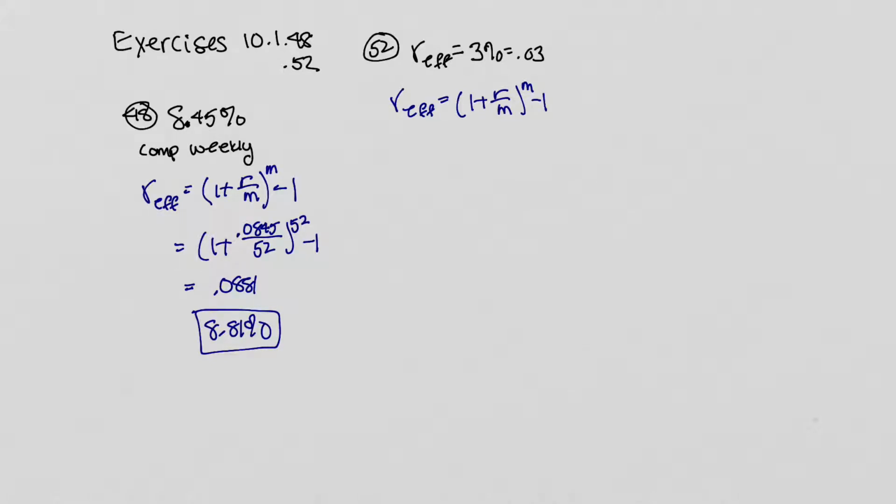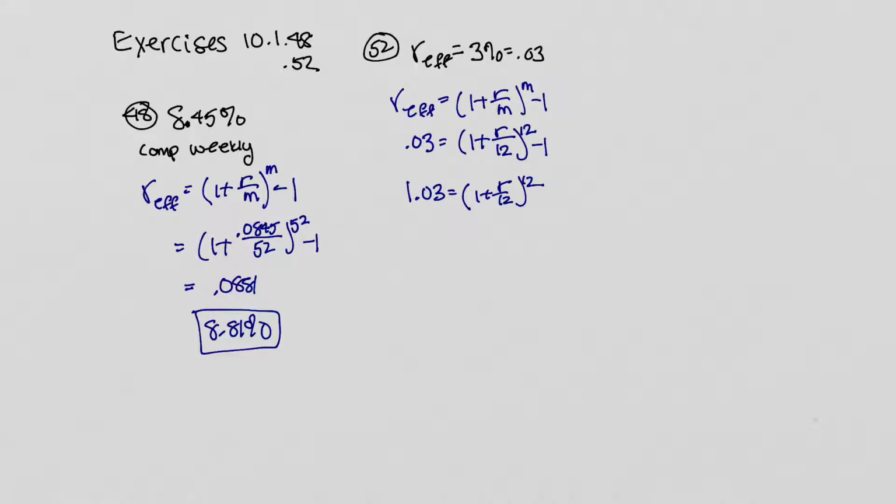Now let's put in the numbers that we know. This is going to be 0.03 is equal to (1 plus R, that's what we're looking for, over M) and the problem says that it's compounded monthly, so M is going to be 12, raised to the 12, and then minus 1. So what we're trying to do here is solve this for R, so we're going to add 1 to each side. On the left we're going to get 1.03, and this is equal to (1 plus R over 12) to the 12.